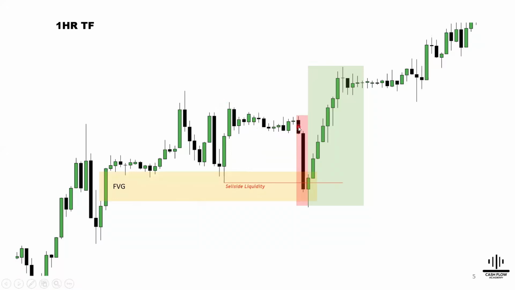Price consolidated, fell, took out the sell side liquidity, filled this fair value gap, finding support where this order block, this bullish order block, and then rallied. This is context. Okay.